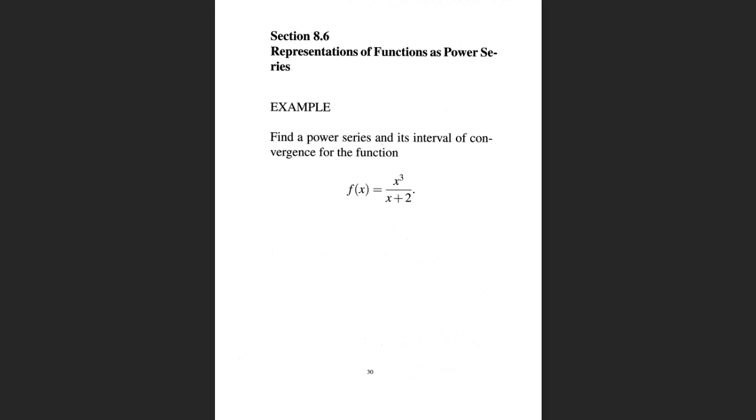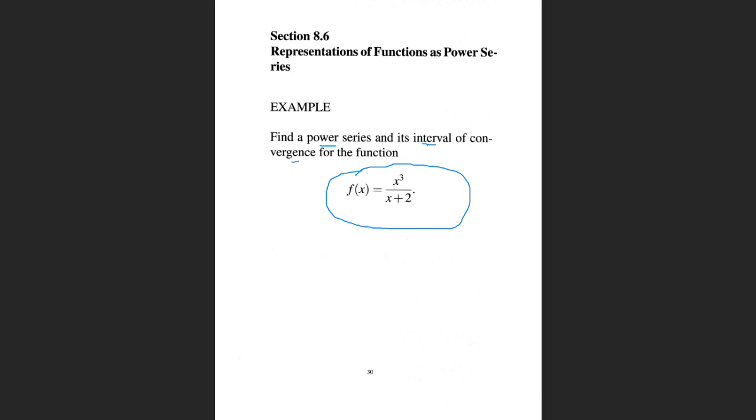Here's another function. f of x equals x cubed divided by x plus 2. We want to find the power series and the interval of convergence. And incidentally, once you know the interval of convergence, you can get the radius of convergence. You just take the length of the interval and divide it by 2 to get the radius of convergence number.